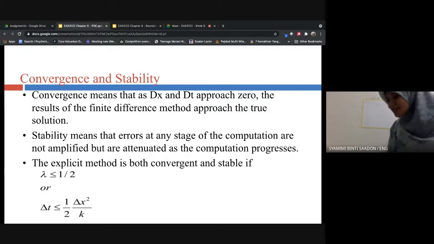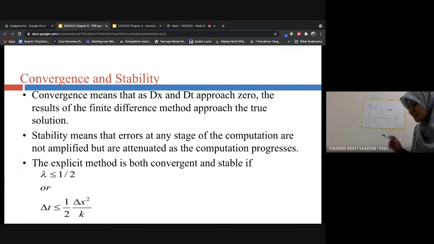This is just a theory part. When we say convergence, graphic like this, for example, this is the exact solution. When we say convergence, it means that we are trying to approach the exact solution, whether our method approaches or not, converges or not to the exact solution.